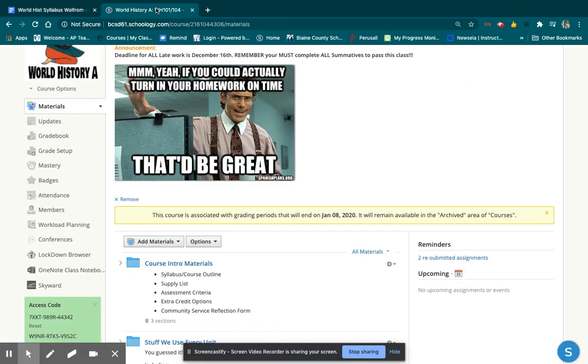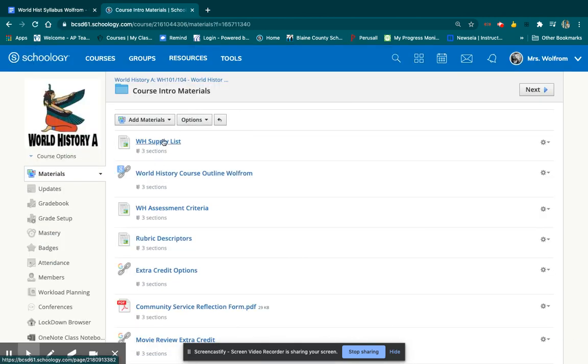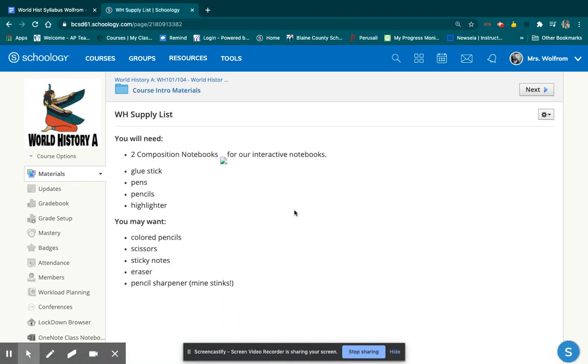All right, so course intro, those are the expectations. You can find those again in the course intro materials. Other supplies that you will need if we are in physical classrooms are glue sticks, pens, pencils, highlighters, colored pencils, erasers, sticky notes, and maybe a little pencil sharpener because mine really stinks. So we're going to try to eliminate sharing resources this year, so please bring your own.